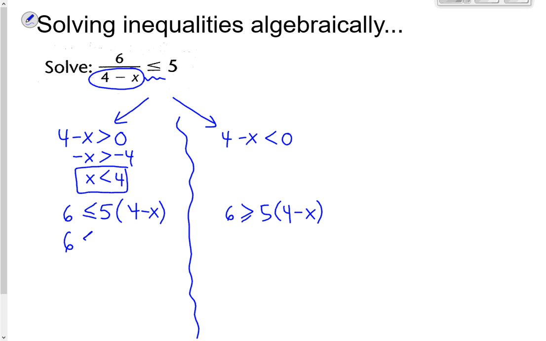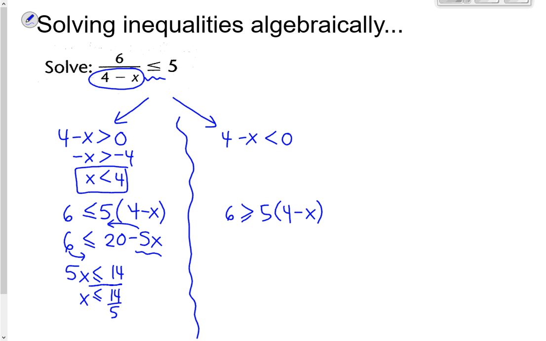So 6 smaller or equal to 20 minus 5x. I can bring my 5x over to the left. So I'm going to have 5x smaller or equal to, and then my 6 I bring on the other side. So this one I'm going to bring here, this one I'm going to bring here. So x is smaller or equal to 14 over 5.